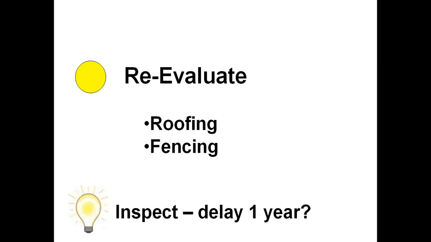Well, our recommendation is to not completely ignore, but keep an eye on them. Kind of yellow light, caution, reevaluate them. And if they're still serving the association well, you can delay the project a year without a problem. So the issue is reevaluate and carefully, cautiously delay the project a year.